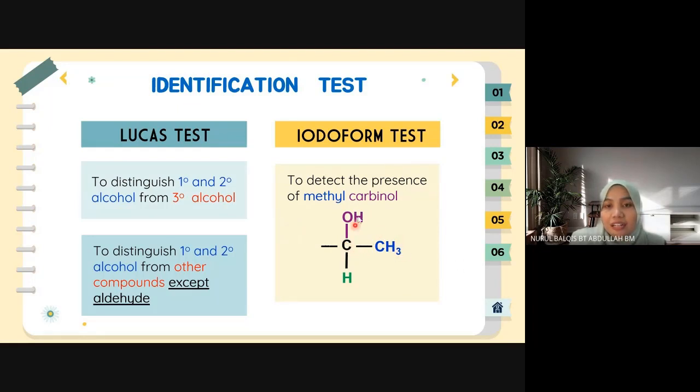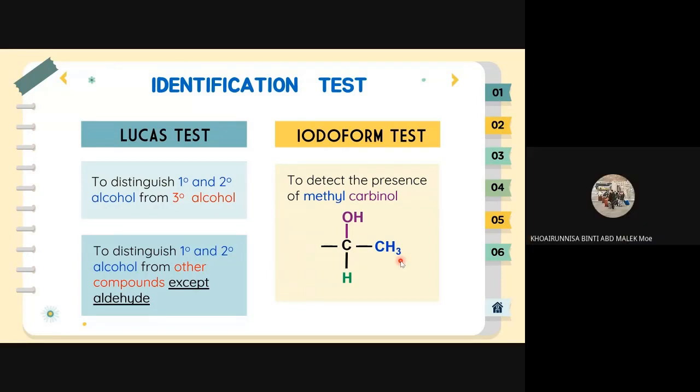Methyl carbonyl, you will meet it in chapter 9. C double bond O, with CH3 attached to it. This one is C, O, H, H, with CH3 attached to it. Do you get it? Yes, Miss. Okay.